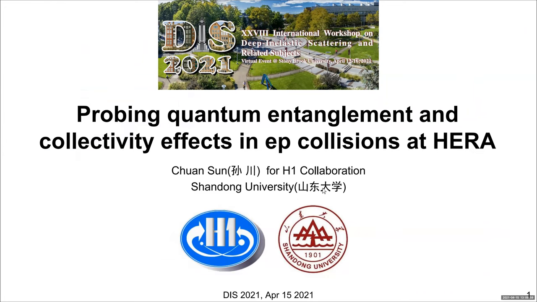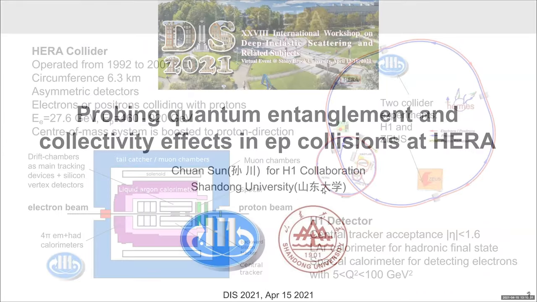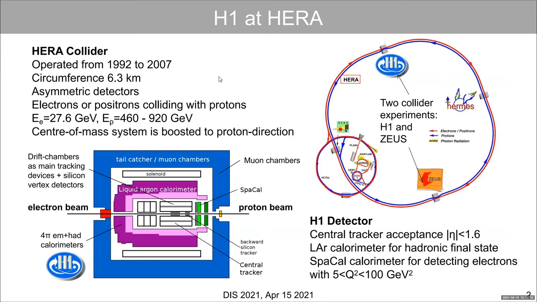So let me begin with the H1 detector, or H1 experiment, at HERA. The HERA collider was operated from 1992 to 2007 with the symmetric detectors with electrons or positrons colliding with protons with the energies listed here.